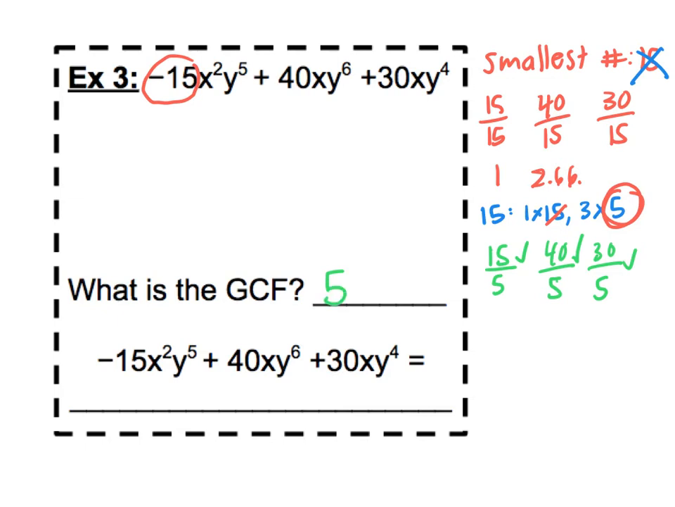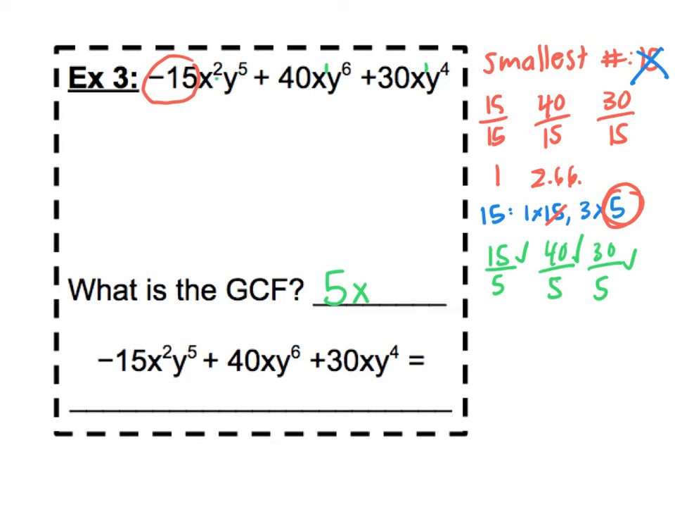Now notice this one has 2 variables. We have x and y. So I'm going to start with x, and I want to look at what's the smallest number of x's I have. For the first one, I have 2. For the second term, I have 1. And for the third term, I have 1. So since 1 is the smallest, we're going to do x to the power of 1. You could just write x. You don't have to do the 1.